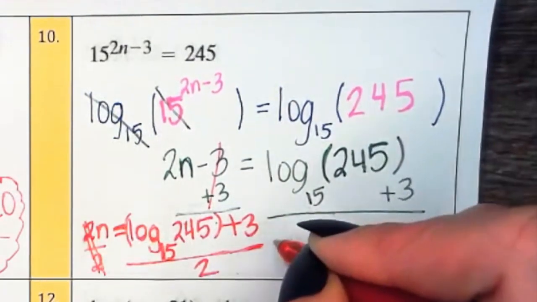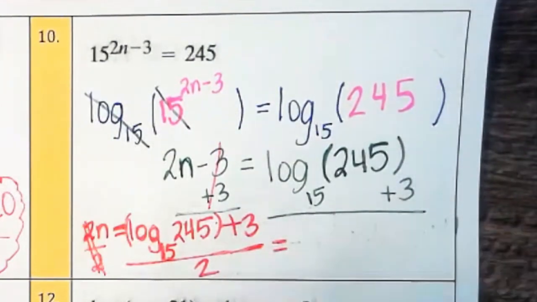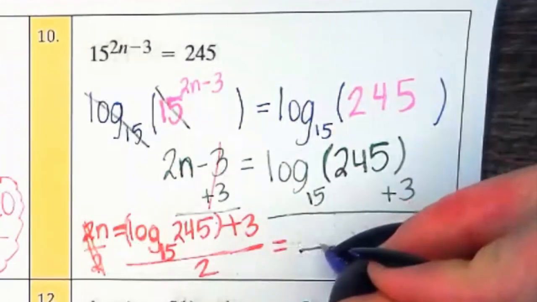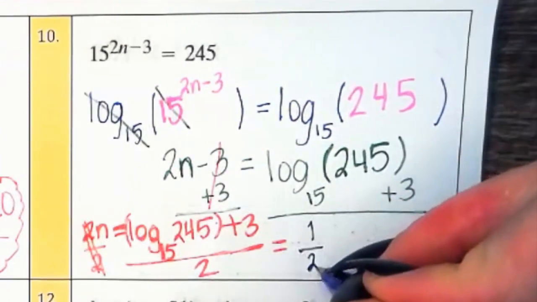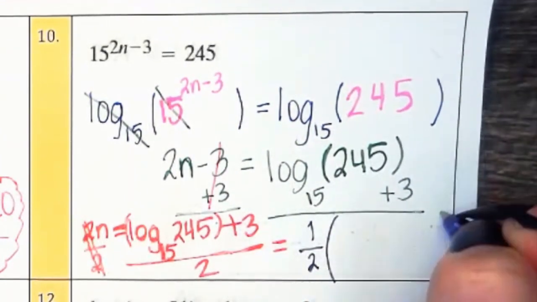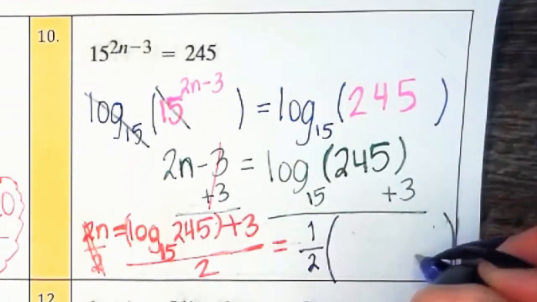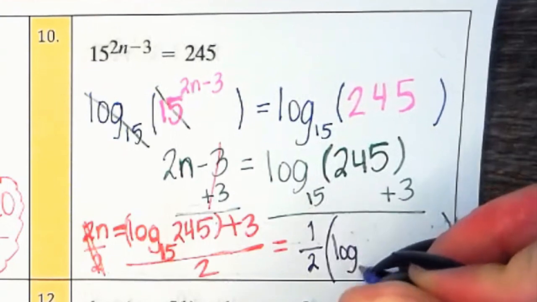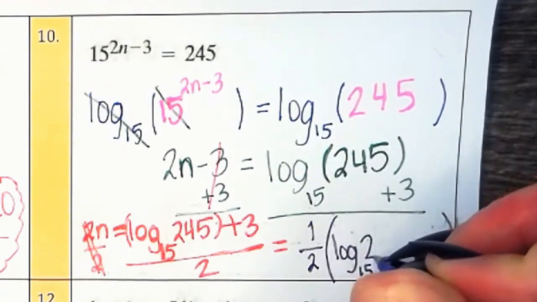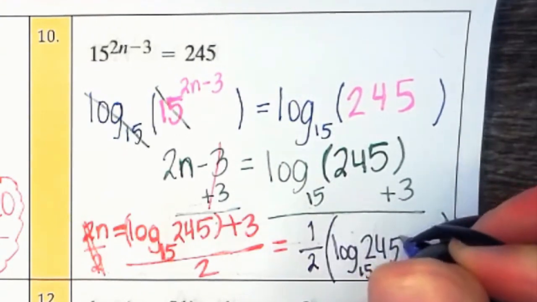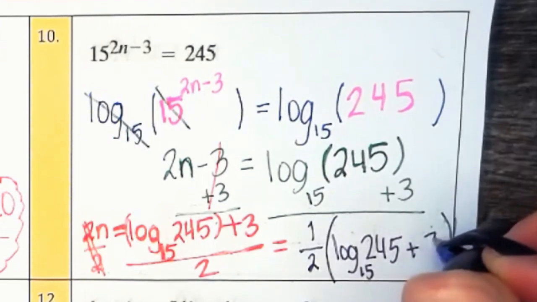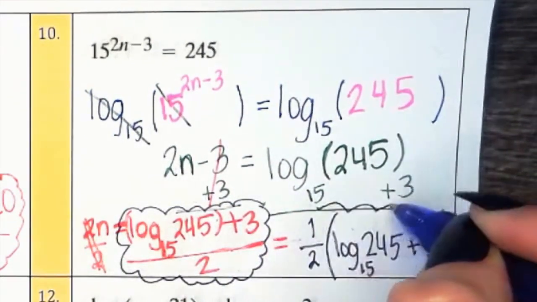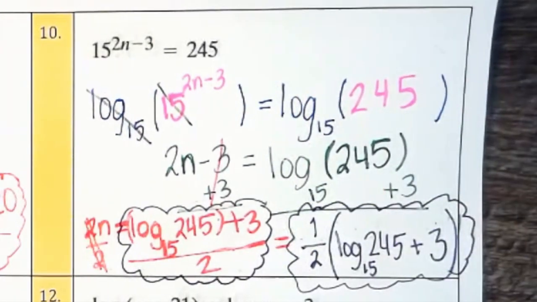The other way that this could get written is with the 2 out front. So I am actually going to switch pens one more time. The other way would be 1/2 out front, and then you want a big parenthesis because you're going to have a sum inside. That sum is log base 15 of 245 plus 3. So either of these answers is acceptable. They're both good to go.